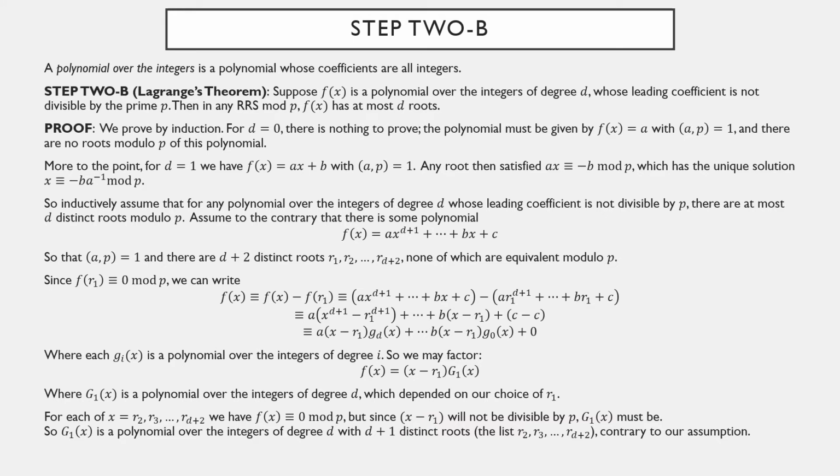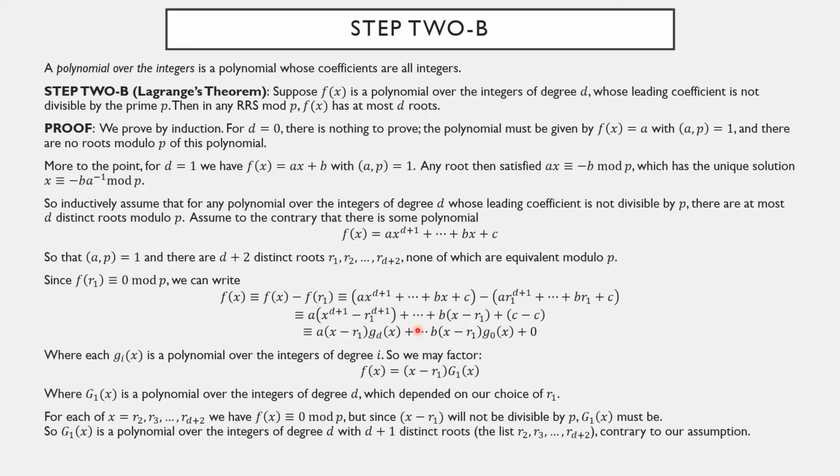However, for each of the other r's, r sub 2 through r sub d plus 1, f of x will be equivalent to 0. But since I assumed these were all distinct roots, x minus r1 will not be equivalent to 0. Therefore, g1 of x must be. The product of two things being equivalent to 0 modulo a prime means that the prime is a factor of the product, which means the prime is a factor of one of them. The prime base is very important here. In general, if a number is a factor of a product, it doesn't necessarily mean it's a factor of one of the two items. But for a prime, that is true.